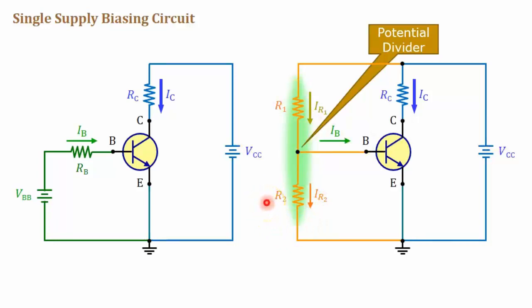operation regions. Let's start with the cutoff region. To do so, we have to ensure that the base current is equal to 0 and the base emitter PN junction does not conduct.